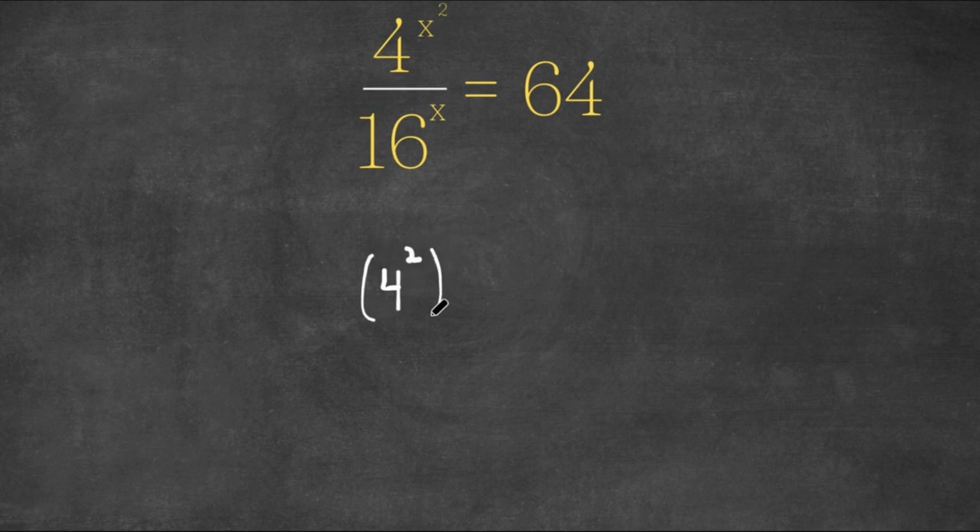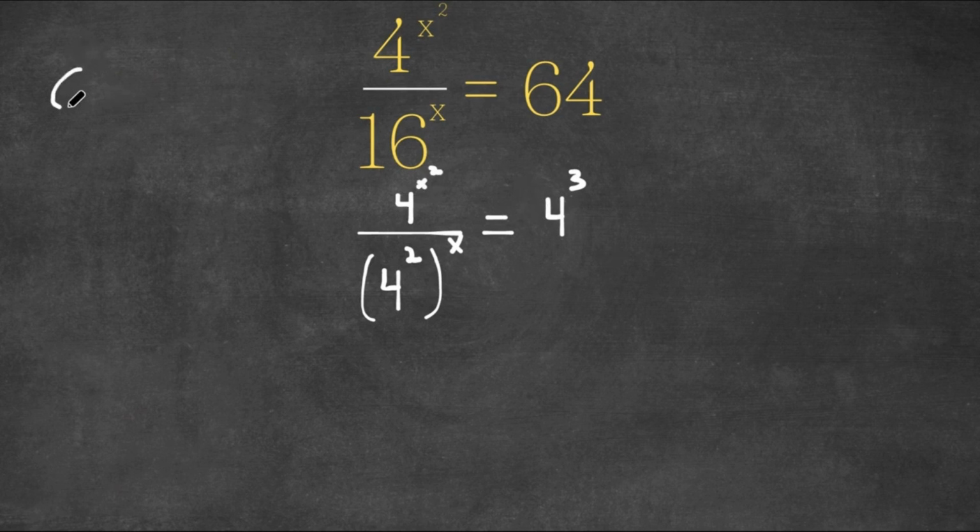So we have 4 squared to the power of x, and we have 4 to the power of x squared as our numerator. And 64, well, this is actually equal to 4 to the power of 3. So now, as you can see, all our terms are of the same base. We have terms that all have bases of 4.